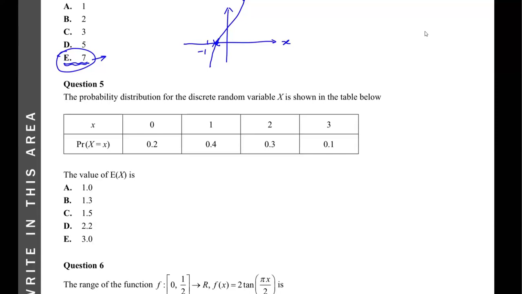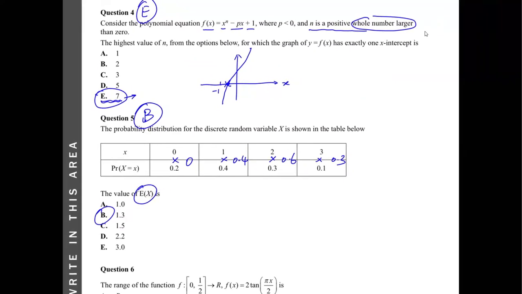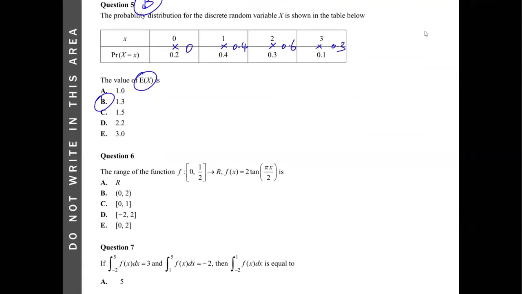Question 5, the value of E(X), very simple. Multiply the X and the probabilities and add them up. So 0 plus 0.4 plus 0.6 plus 0.3, 1.3. You can see we can get through the first 5 multi-choice questions fairly easily.